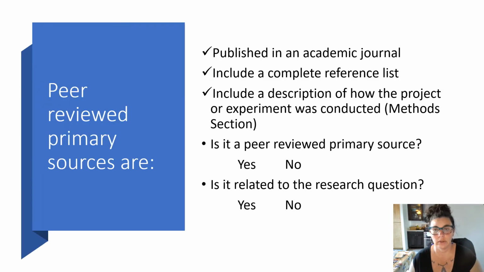So if you find that it was published in an academic journal, it includes a complete reference list. It includes a description of how the project or the experiment was conducted, a method section. Then it sounds like you probably have a peer-reviewed primary source, and you can circle yes. And then the next question is, is this close enough to my research question that it could fit under the umbrella topic of my research, yes or no? And if you answered yes to both of those, congratulations, you can keep that one.